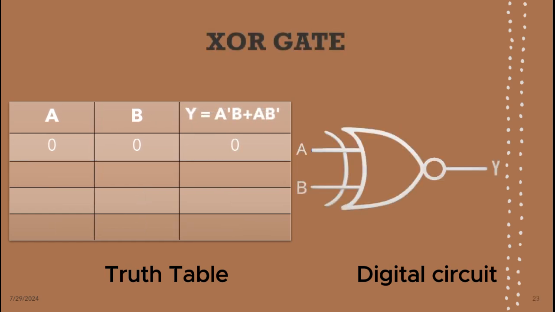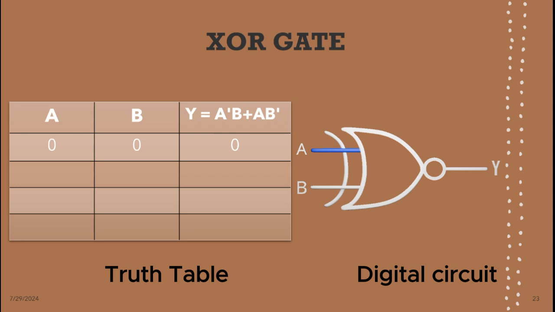So the next one is XOR gate. That is exclusive OR gate. Exclusive OR gate has a graphical symbol similar to that of OR gate, except for the additional curved line on the input side. It produces a 1 or true output only when the two inputs are at different logic levels. For example, let's explore the truth table.